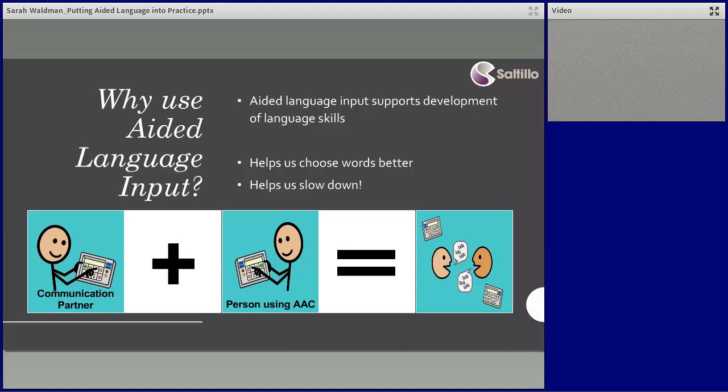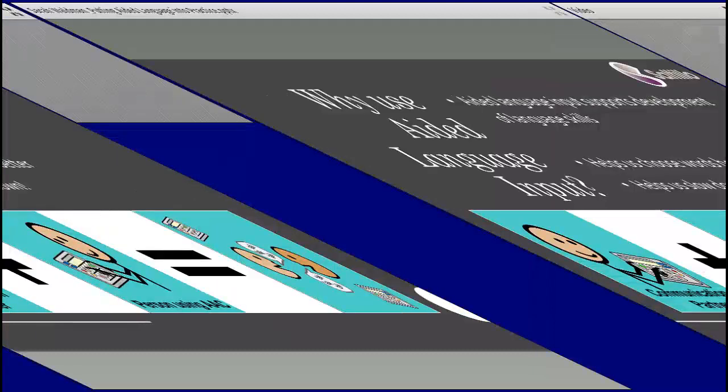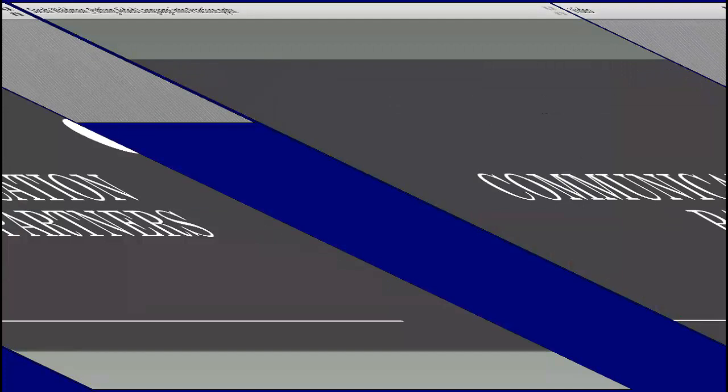So to summarize, in addition to growing language, aided language input also helps us choose our words better, and it also really helps us slow down our speaking rate. So aside from just being a good model, those are some other benefits of using aided language input as well.